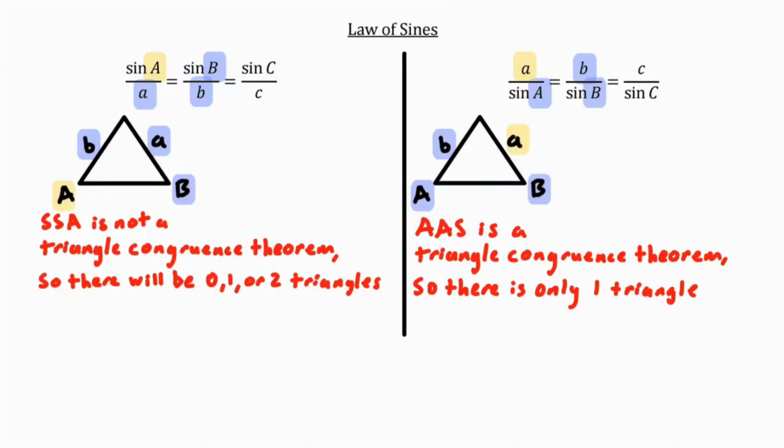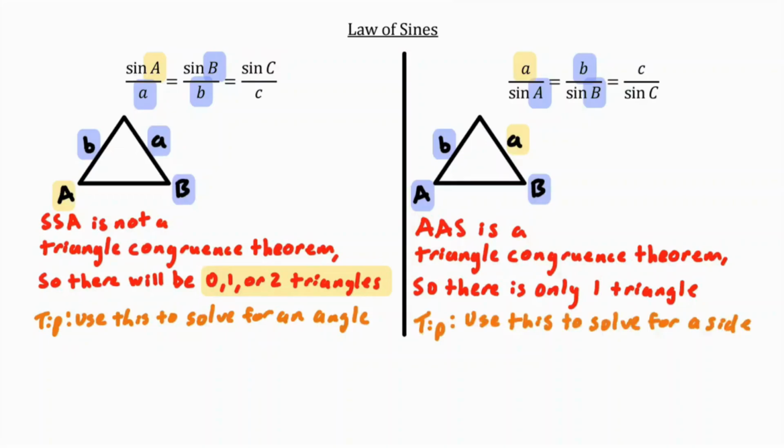Now, some tips for both of these variations. First tip, for sine of A over A, use this to solve for an angle. And when you use this, we have to consider there will be 0, 1, or 2 triangles. And for the second tip, if you have A over sine of A equals B over sine of B equals C over sine of C, use this to solve for a side. And for this, there should only be one triangle.